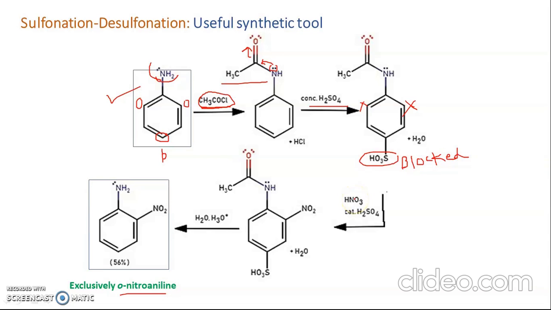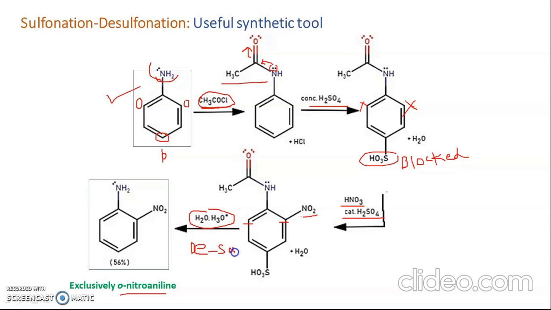Next, what we are doing? We are doing nitration. That is the actual reaction, because we want to add a nitro group. We want to insert a nitro group into aniline. So NO2 will obviously be inserted on the ortho position, that is the vacant position, here. And finally, what we are doing? We are doing desulfonation.